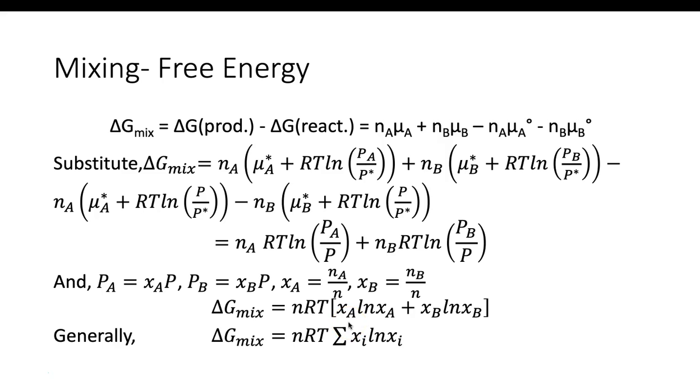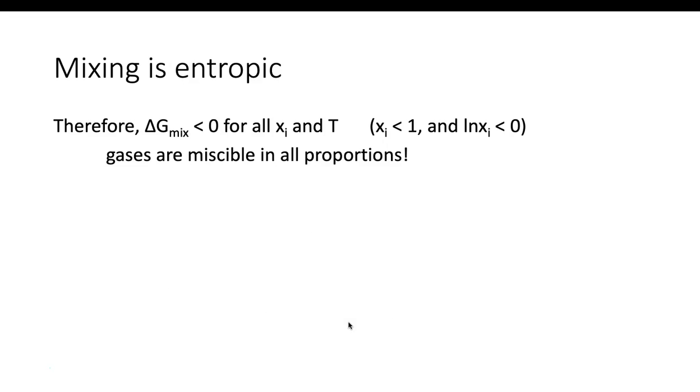Now remember, the mole fraction in a mixture has to be less than 1. So what that means is that the natural log of the mole fraction is always less than 0. It's always negative. And that means that our delta G of mixing is always less than 0. Temperature is always positive, right? And then the natural log x is always negative, that part of it.